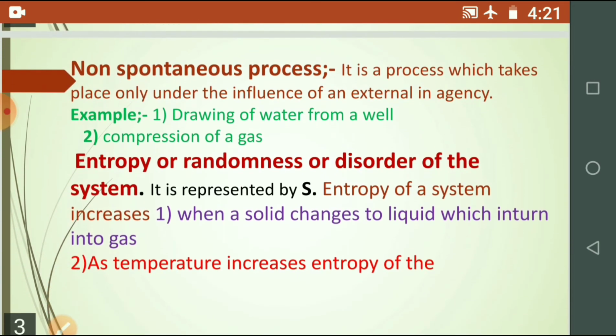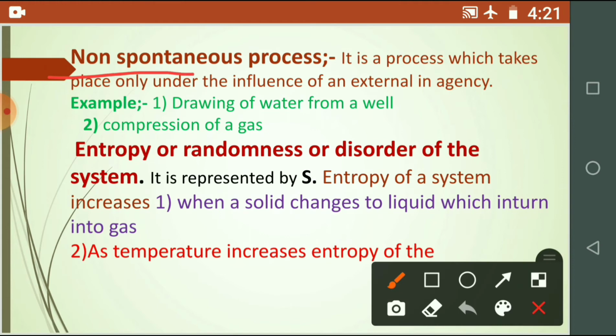So there is one more process called a non-spontaneous process. What is this? It is a process which takes place only under the influence of an external agency. Say, for example, drawing of water from a well. From a well, we will have to use either a pulley or a bore well so that we can remove the water from the well. Similarly, compression of a gas. Unless and until we pressurize, the gas cannot be compressed.